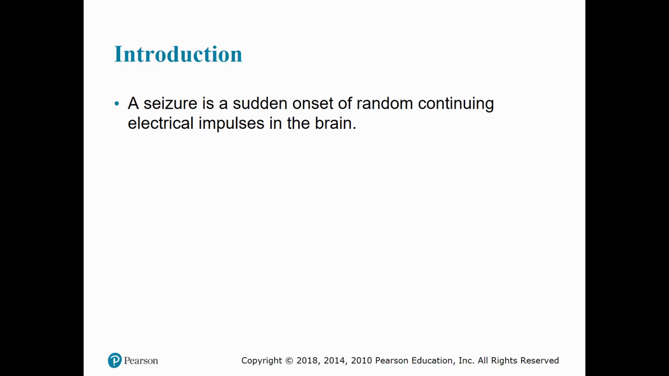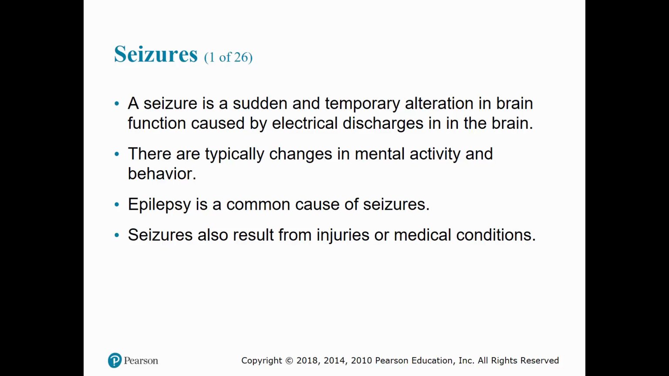Alright, a seizure is a sudden onset of random continuing electrical impulses in the brain. Kind of like the brain goes into AFib. We'll be going over these things and defining what they are.